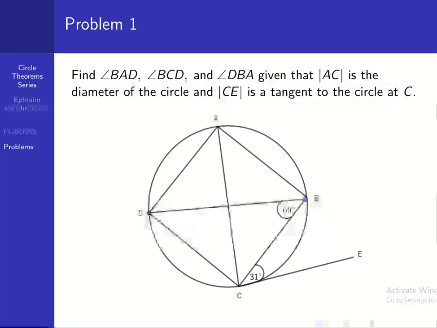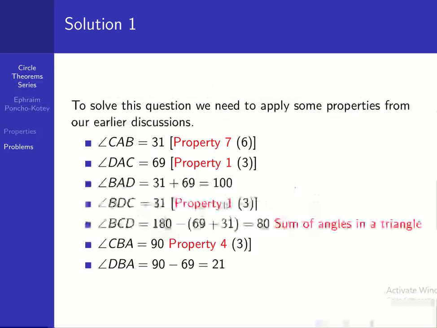But take note, since we are in a triangle, if I sum up all the angles here, I should be able to get 180. And we have that this angle is 31 because of this property, because angle CAB is also 31. So we have that angle BCD will be 80 using the sum of angles in the triangle.